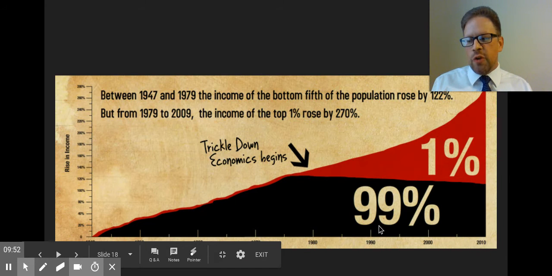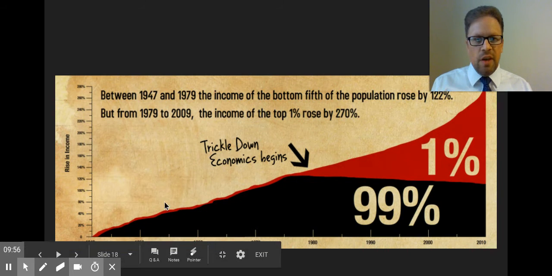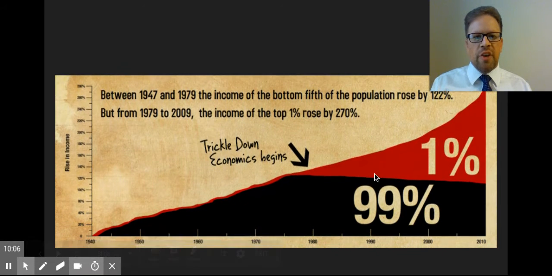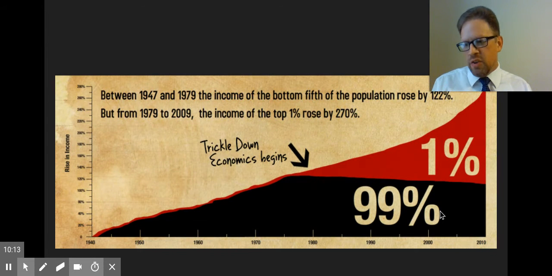Also, critics argue that tax cuts and government spending cuts are administered unfairly. So once we started to see the introduction of trickle-down economics, we also started to notice that the top people, their income massively increased, and the rest of the people's income not so much.